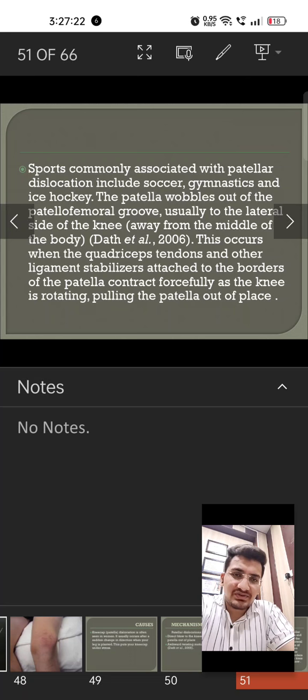Sports commonly associated with patellar dislocations include soccer, gymnastics, and ice hockey. As I told, the patella wobbles out of the patellofemoral groove. The patellofemoral groove is the anatomical location where the patella belongs, usually to the lateral side of the knee, away from the midline of the body.